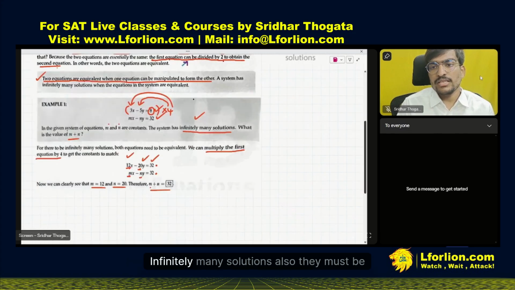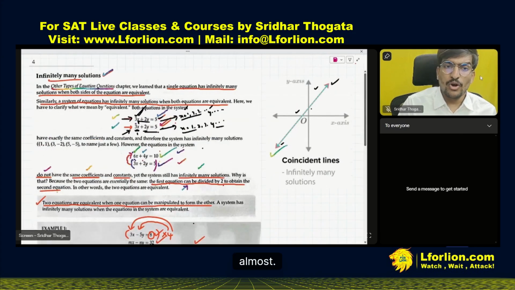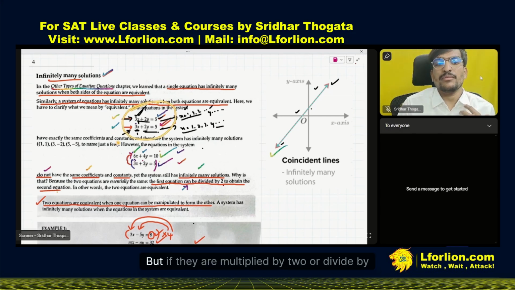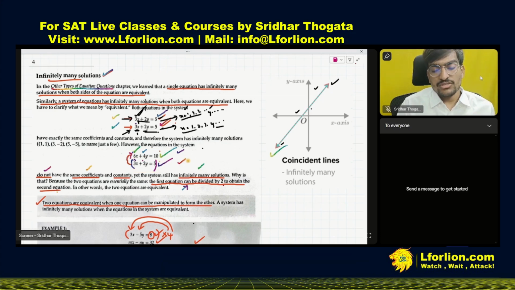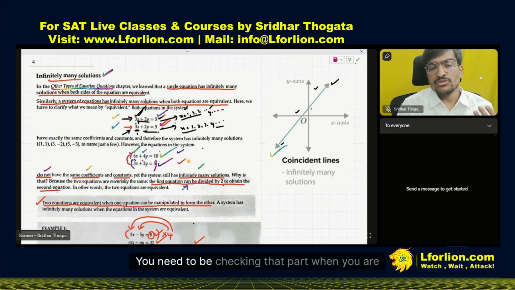In infinitely many solutions also, the equations must be completely similar, but if they are multiplied by 2 or divided by 2, they also have infinitely many solutions. You need to check that part when you're dealing with the equations.